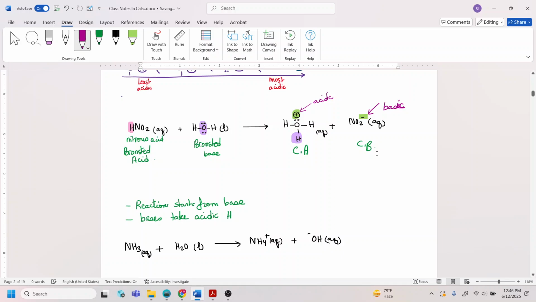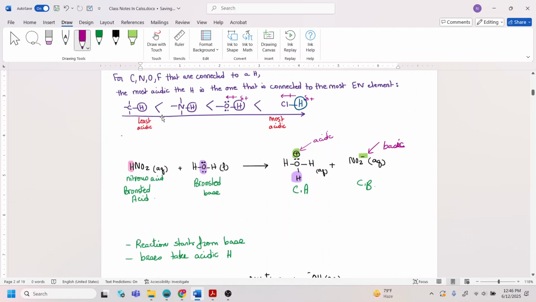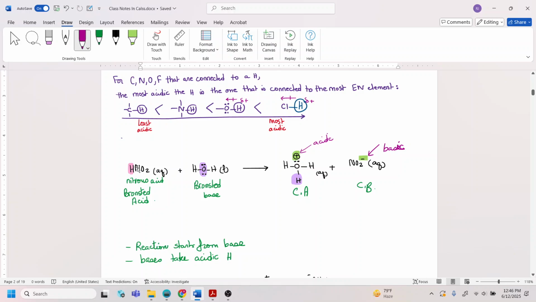Okay, this hydrogen over here is not connected to a nitrogen. So you might tell me, okay, this hydrogen is connected to a nitrogen, so why is water not more acidic than this hydrogen over here, since oxygen is more electronegative than nitrogen?